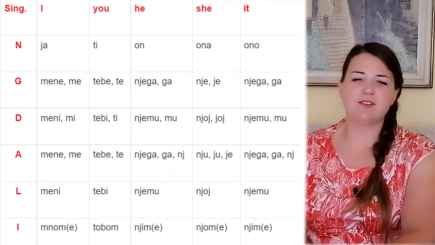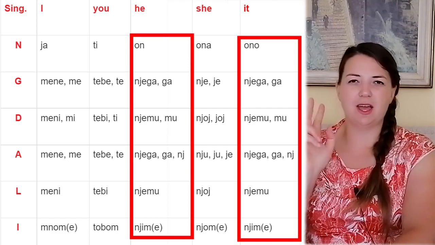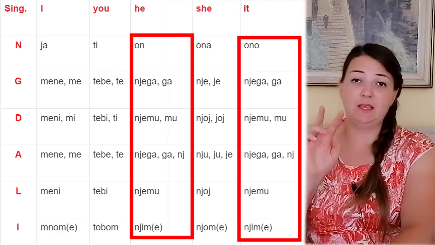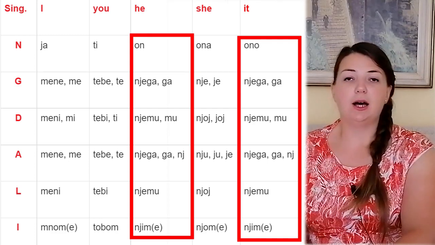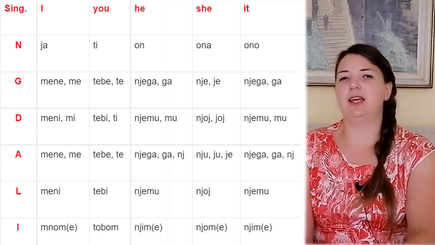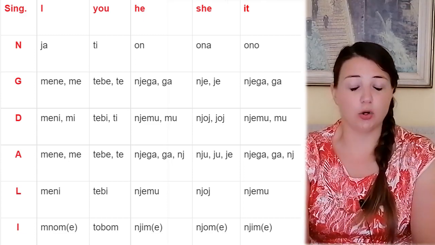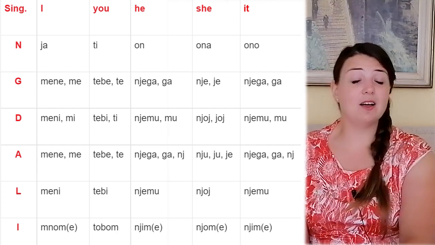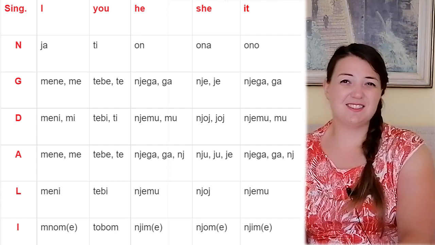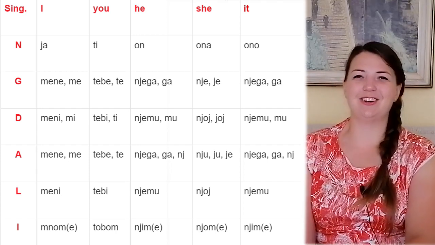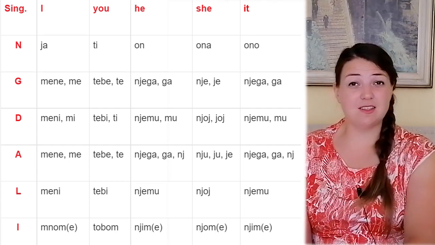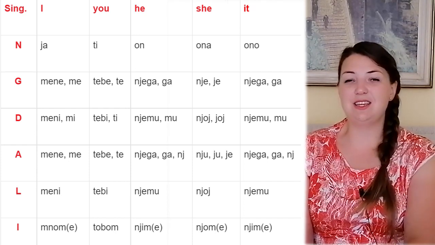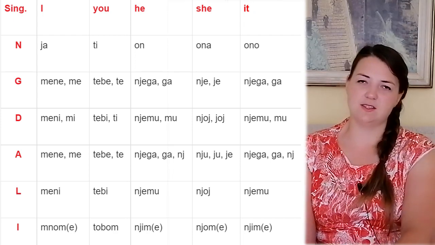And you can already notice that ono and on, the neuter and masculine, have the same form in all the cases except for the nominative. And this is what they sound like. On is he, ono is it. So the genitive and accusative is njega, ga, or you see this nj. I will explain that a little later. The dative locative is njemu or mu, and the instrumental is njim or njime, if you want to emphasize it.